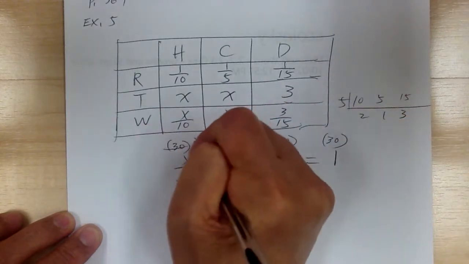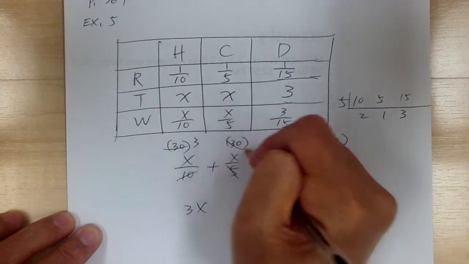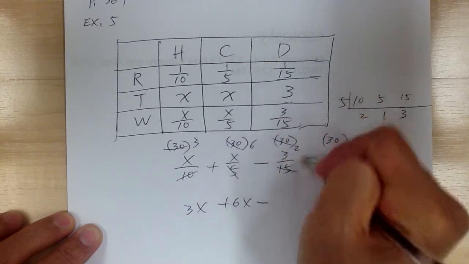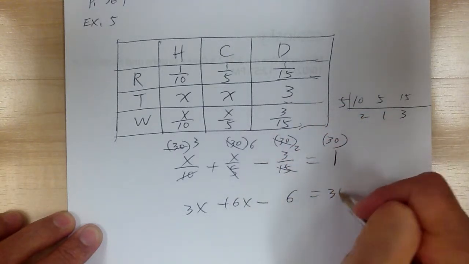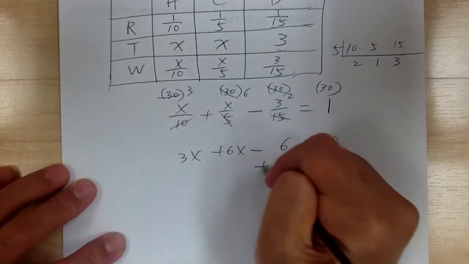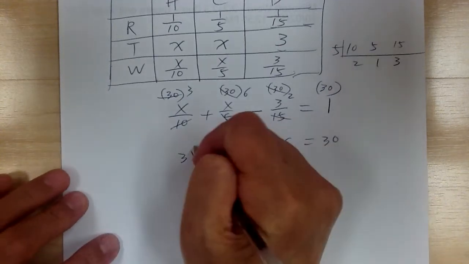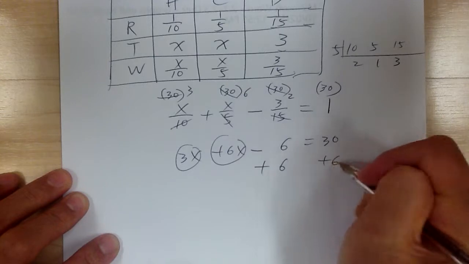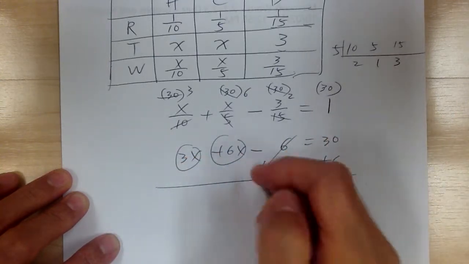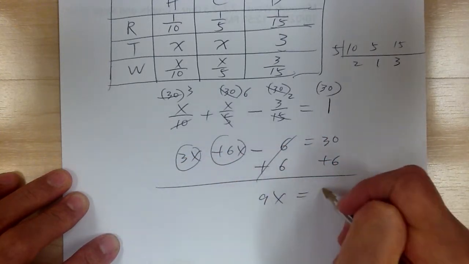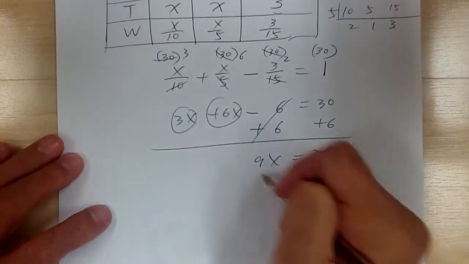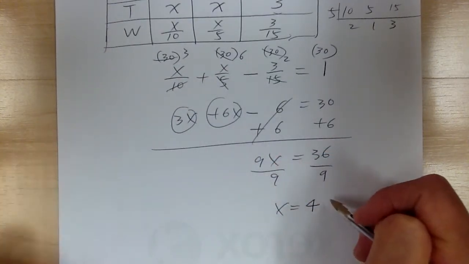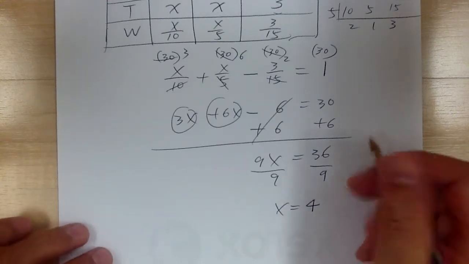So you cancel, you get 3, so you get 3x. Cancel, you get 6, so plus 6x. Minus, cancel, you get 2, so it would be minus 6, equal to 30. So you combine the like terms, and you add 6 to get rid of that. So this cancels out, and you get 9x equal to 36. Divide by 9, so x equal to 4, and the label would be minutes.